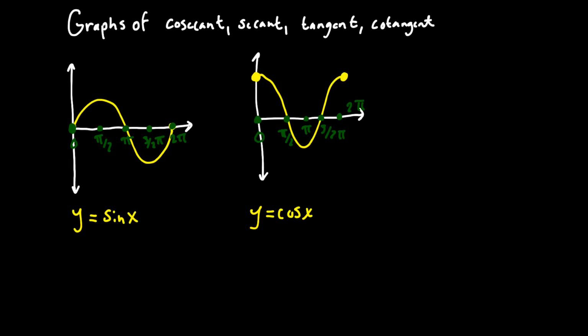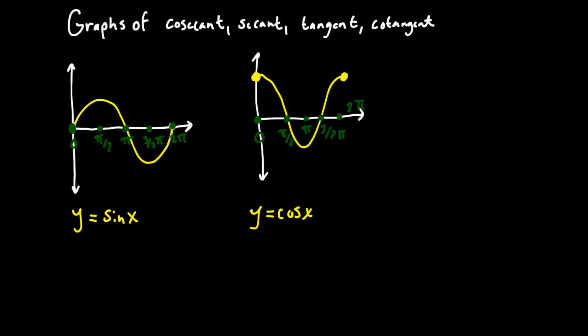In this section, we'll be looking at the graphs of the remaining trig functions: cosecant, secant, tangent, and cotangent. In the graphs down below, we have the graph of sine x and cosine x from the interval 0 to 2 pi. We'll see in a bit how to derive the graphs of cosecant and secant from the graphs of sine x and cosine x.